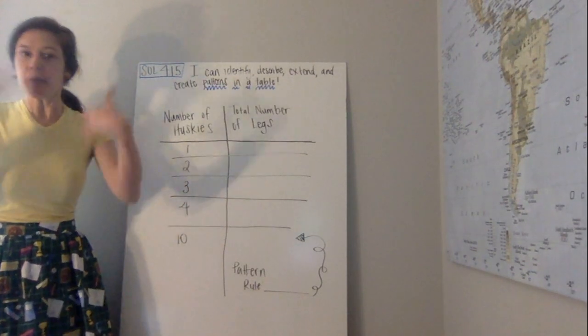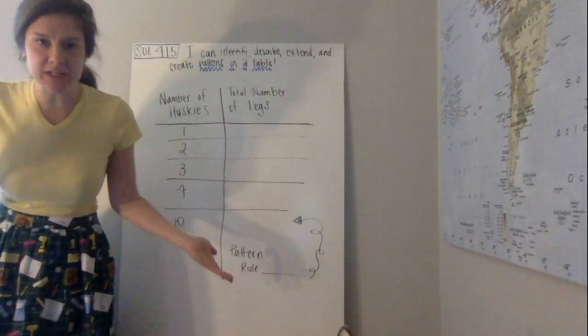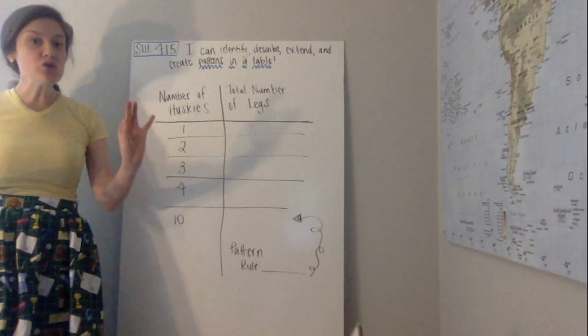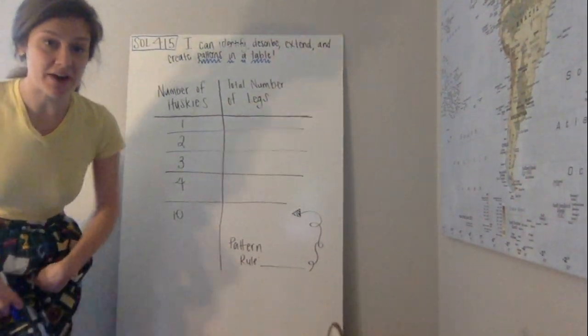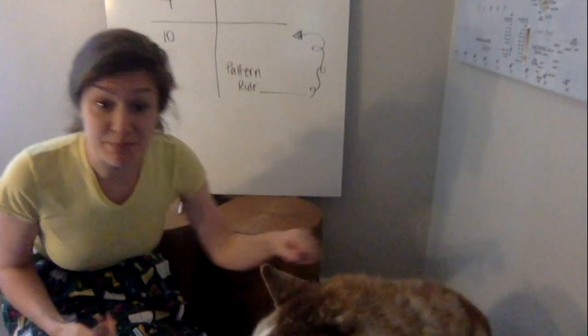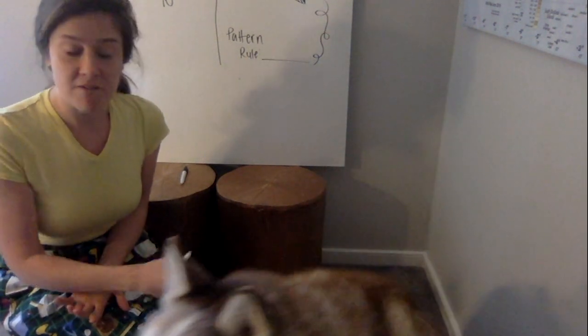Hey, Saber, come on in. I'm so excited you want to join us for math today. You're going to be a huge help as we figure out our patterns in a table. This is my dog, Saber. He's a husky. We adopted him from the pound about 11 years ago. Now, like most huskies and most dogs, Saber has 4 legs.